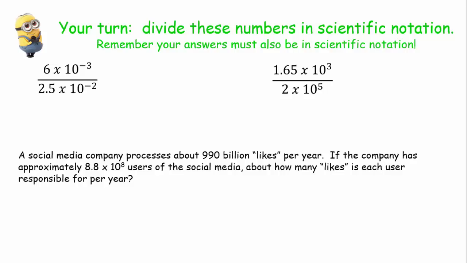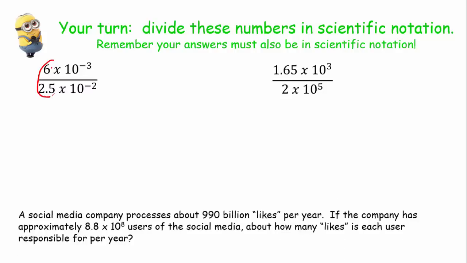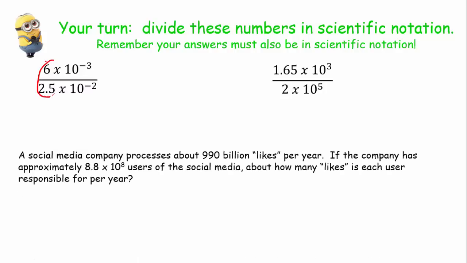Okay, so hopefully you paused the video. Let's take a look at the first one. 6 times 10 to the negative third divided by 2.5 times 10 to the negative second. All right, so grouping my 6. Six divided by 2.5 is 2.4. Now, I know the answer already popped up, but let's just check to see if our work matches. It's all good.